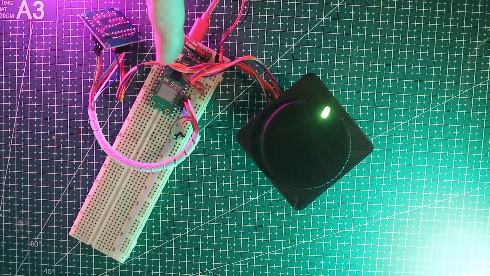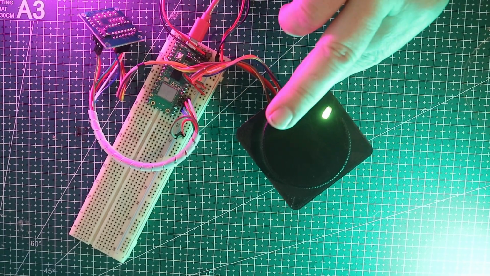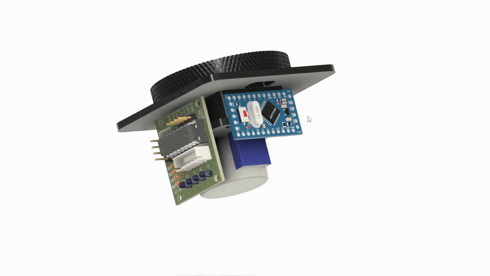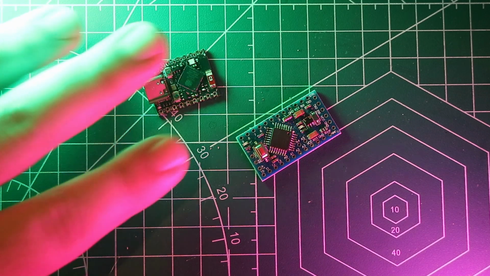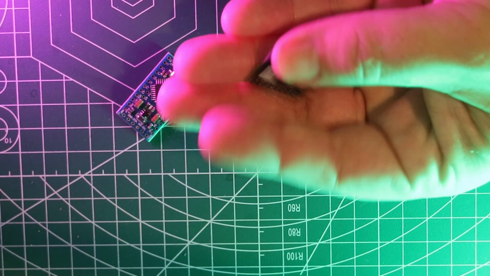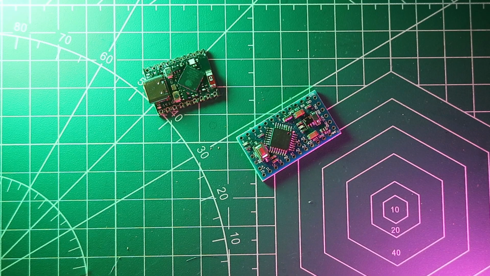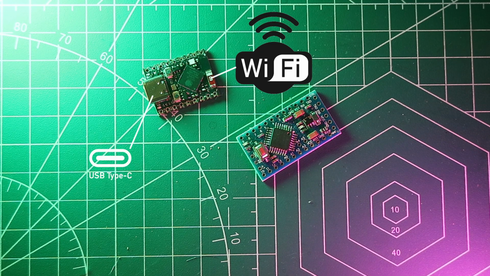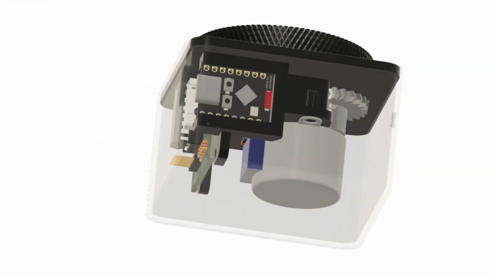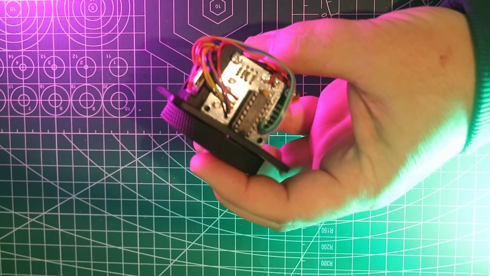In my last video, we were contemplating the next steps for the cheap active dial. I mentioned using a Pro Mini because of its size, but there's something even smaller and more powerful, the ESP32-C3 Mini. This board is roughly half the size of a Pro Mini, yet it packs USB-C, Wi-Fi, and Bluetooth. I designed a cradle to hold both the ESP and the driver board, and screwed everything into place.